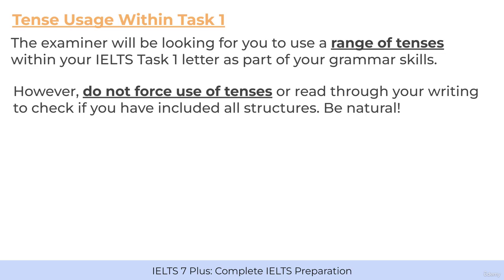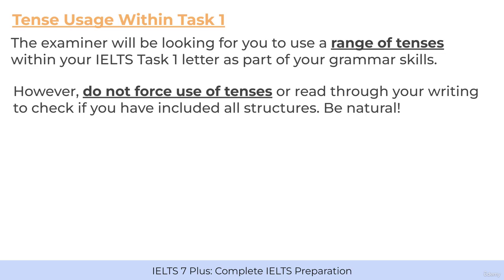Now, you will want to try to include a range of tenses, but what I mean by forcing tenses is don't try and include all 12. There are 12 major English tenses, and we'll go through them all and show you some examples of them within IELTS letter scenarios. But don't go through all your sentences and think, well, I need to use all 10, 11, 12 tenses to get a good mark. You must use them naturally. You must use them accurately.